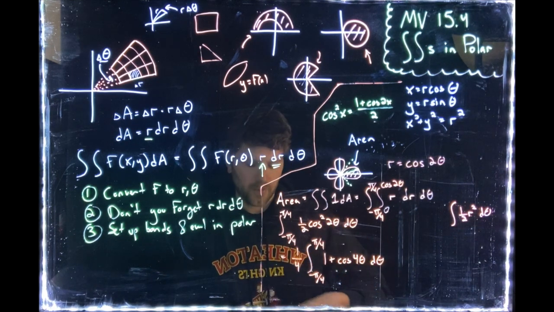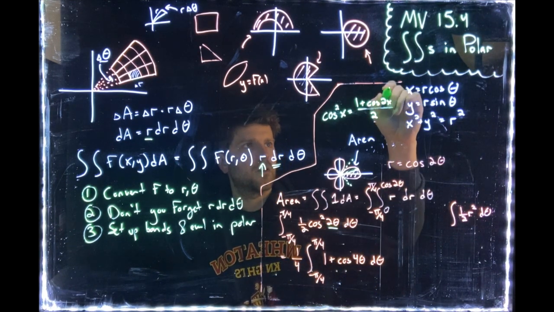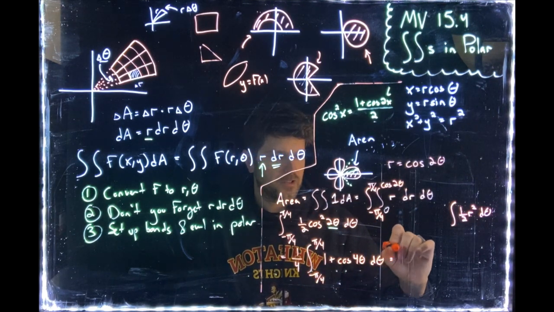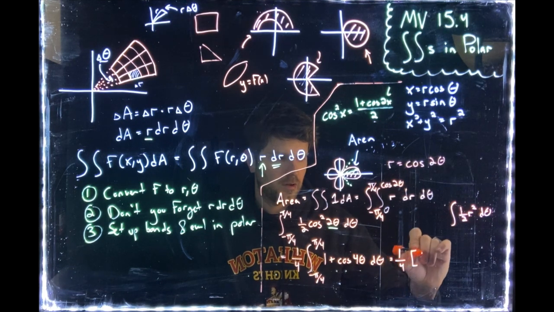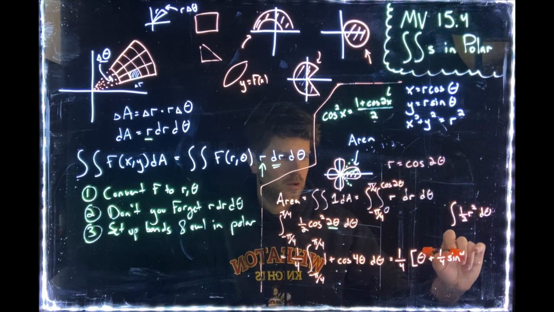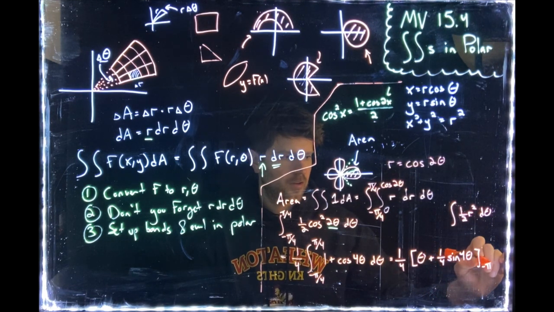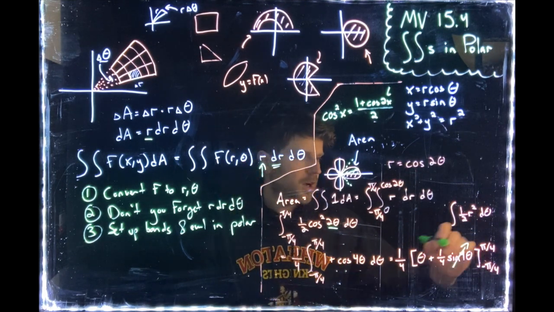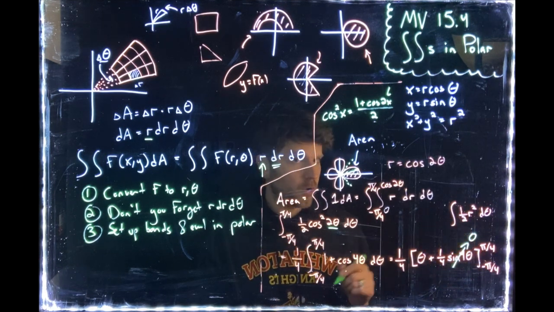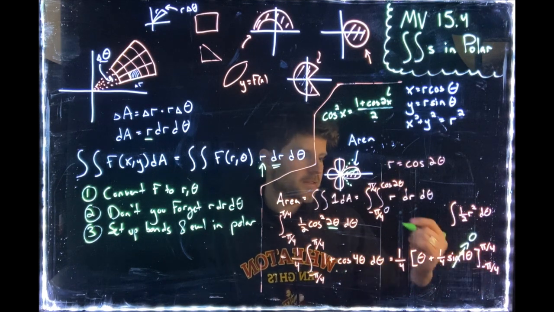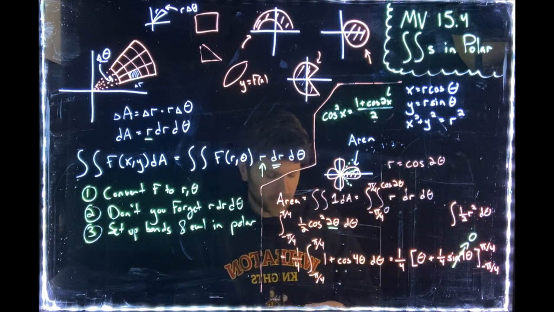Why is it 4 theta? Well, we've got 2 theta here and here in our identity. So this ends up being 1/4 of theta plus 1/4 sine 4 theta from negative pi over 4 to pi over 4. And I just want to point out the sine term here is actually going to do nothing. Because when I plug in pi over 4, I get sine of 4 times that, sine of pi, which is 0, and sine of negative pi, which is also 0. So I don't get anything from that term.